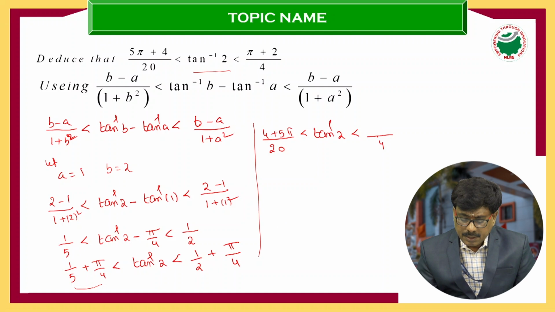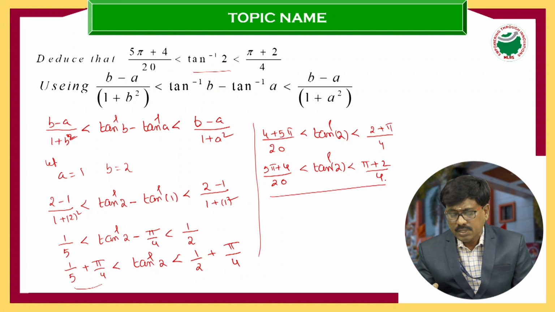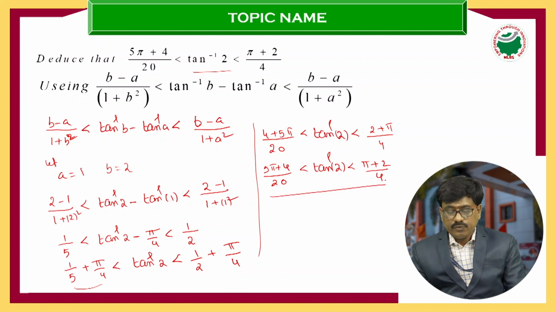This becomes 2 plus pi. How do you write the inequality? Now look at this inequality. How do you write this one? (5 pi plus 4) divided by 20 less than tan inverse of 2 less than (pi plus 2) whole divided by 4. This is the inequality we proved.